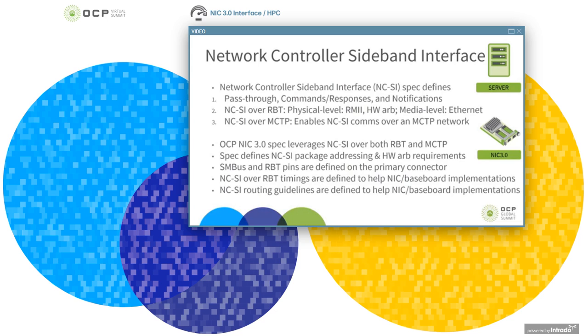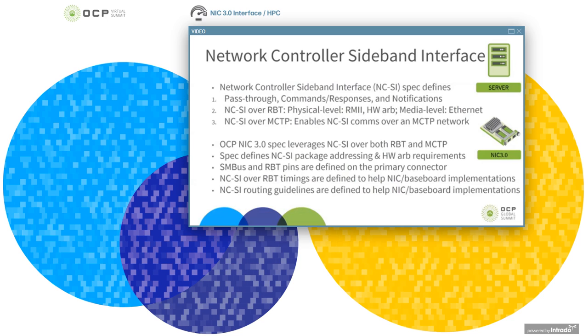MCTP is a transport protocol that can operate over several different physical interfaces. The main ones that are focused on are SMBus and PCIe VDM, that's useful for higher speed communication. The NC-SI spec defines package addressing and the resulting hardware arbitration scheme that is used for RBT.